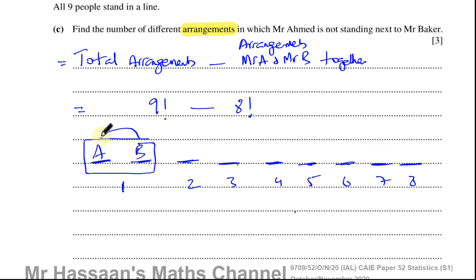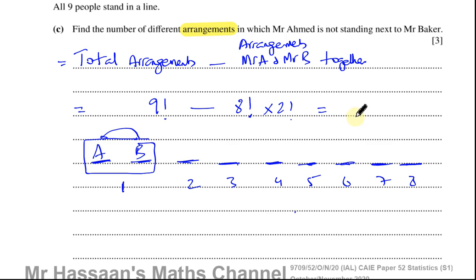However, these two can be switched around. You can have A there and B in here. So amongst these together, you can have 2 factorial ways of arranging them, right? Because they can switch places. If there were 3 things that were kept together, you would have 3 factorial ways of arranging them amongst themselves. So you have 9 factorial minus 8 factorial times 2 factorial. And that should give us our answer.